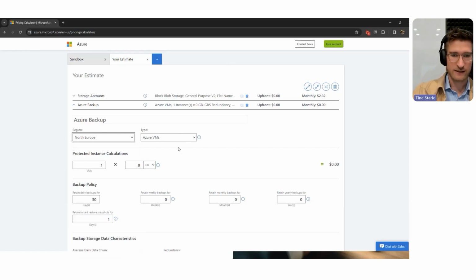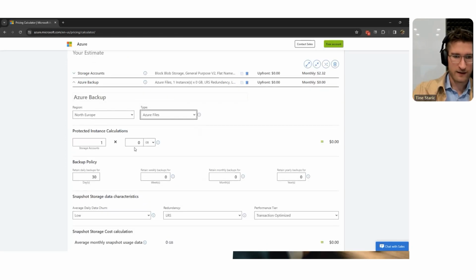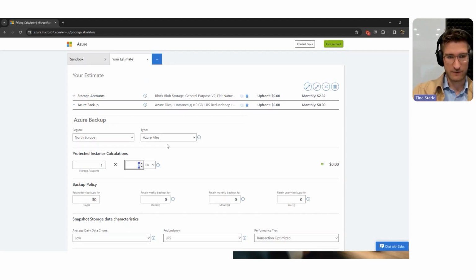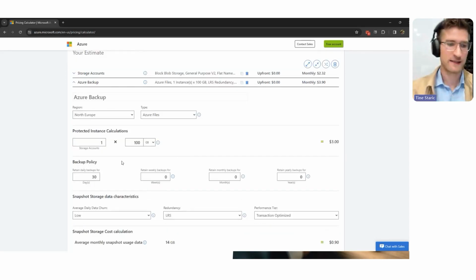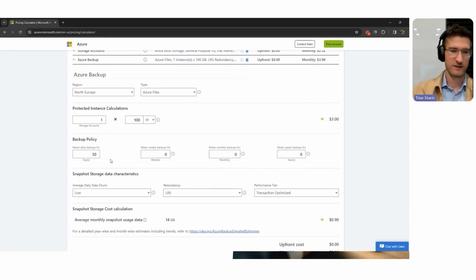Again, region won't impact the price. Type, this says on the slides, you have to specify Azure Files. Capacity, this should be the same as the capacity you've put down for storage accounts. So I'll put down 100 gigabytes. And then backup policy. This is how long you would like to retain your backups. Usually, the safest choice that I go for, well, it's not the safest choice, but it's a choice that I feel comfortable with, is daily backups retained for 30 days. Weekly backups are going to be retained for 16 weeks. Monthly backups for 6 months and yearly backups for 1 year.